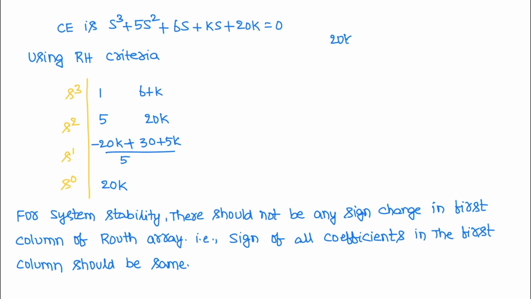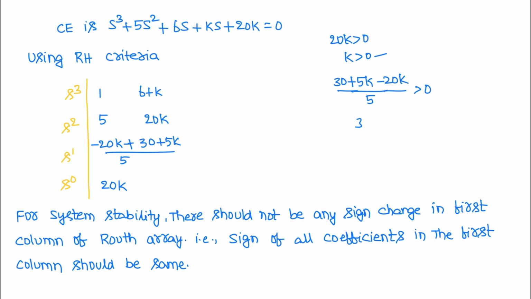20k should be greater than 0. So k is greater than 0. This is one condition. The next condition is (30 plus 5k minus 20k) divided by 5 should be greater than 0. So 30 minus 15k is greater than 0. That is, 30 is greater than 15k, so 15k is less than 30, K is less than 2. And K is greater than 0.